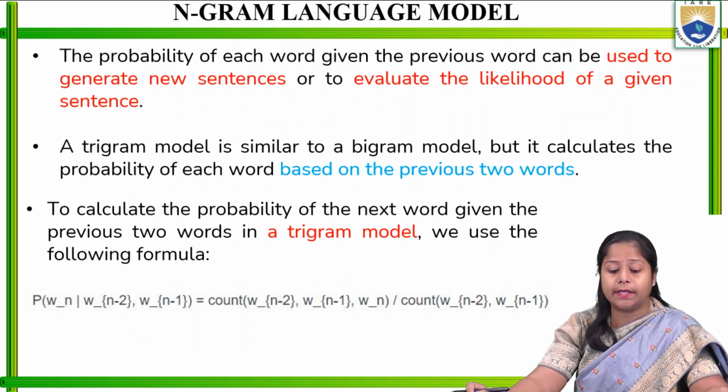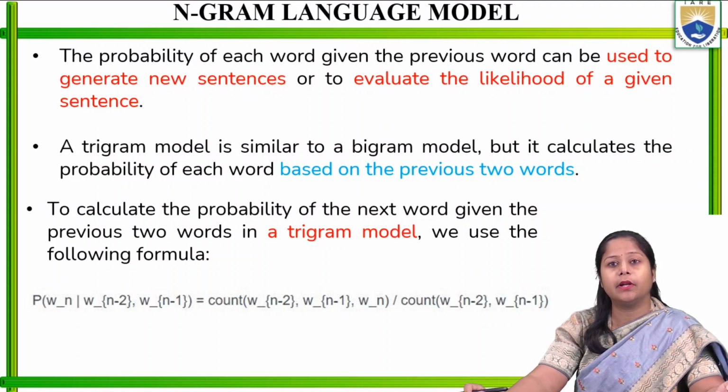The probability of each word given the previous word can be used to generate new sentences, and we can evaluate the likelihood of a given sentence. That's how we get the different probability values out of that.